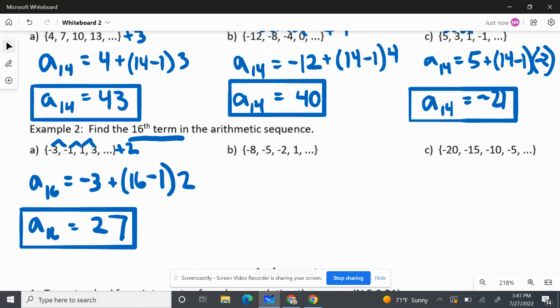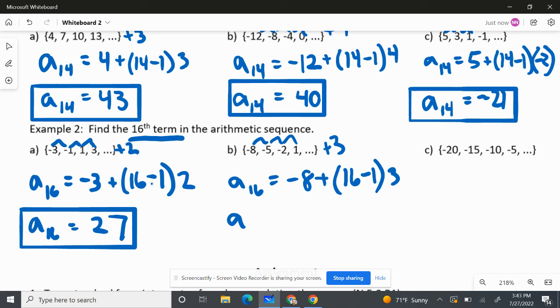For letter B, notice that it's going up by 3. So a sub 16 equals negative 8 plus, because we're finding the 16th term, it's 16 minus 1, and our common difference is 3. 16 minus 1 is 15, times 3 is 45, plus a negative 8 gives us 37.